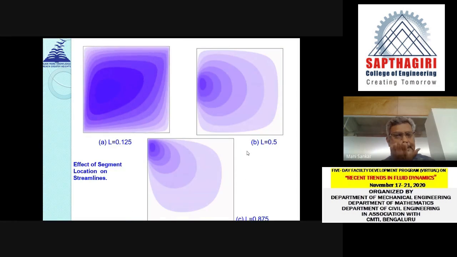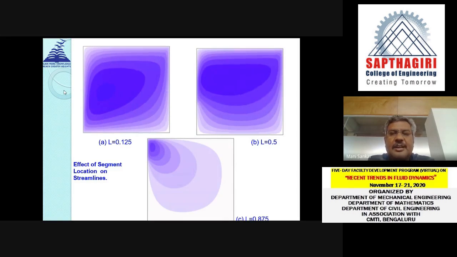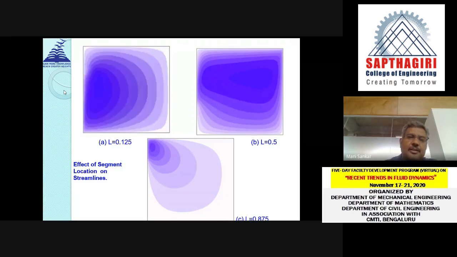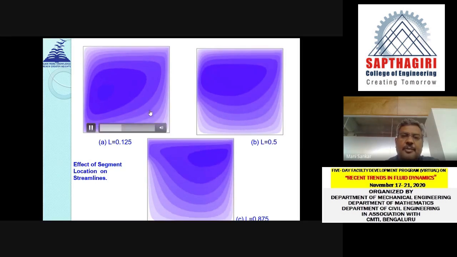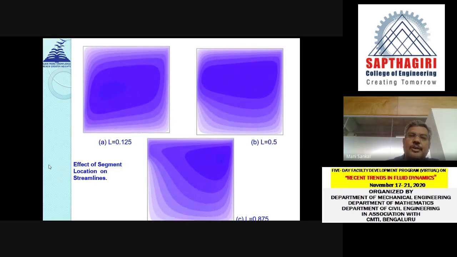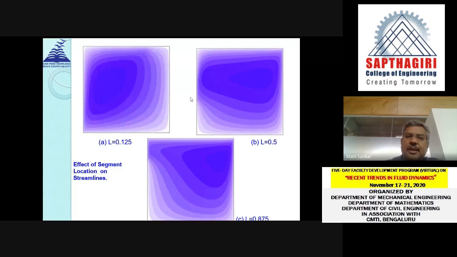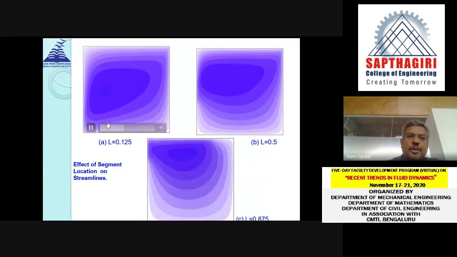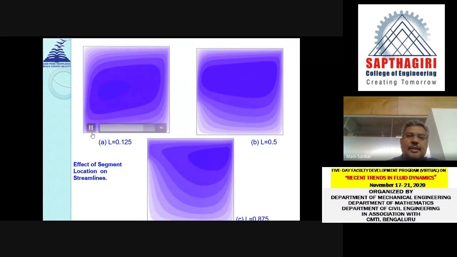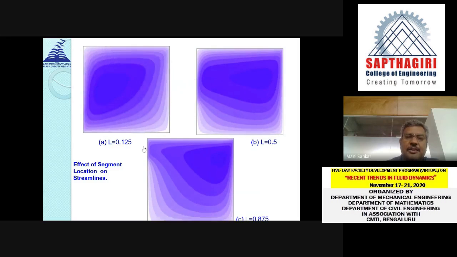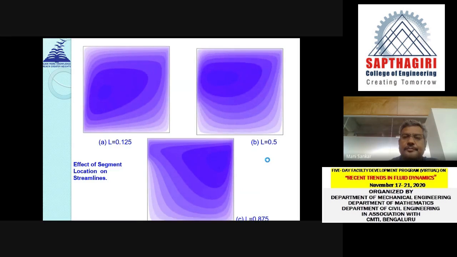And this is our simulation, where the solutions are captured at every transient time level till the solution reaches steady state, and that is put in the form of a movie. This gives an idea of how the fluid flow takes place depending upon the location. Here the heat source is located at the bottom, this is at the middle, and this is at the top.